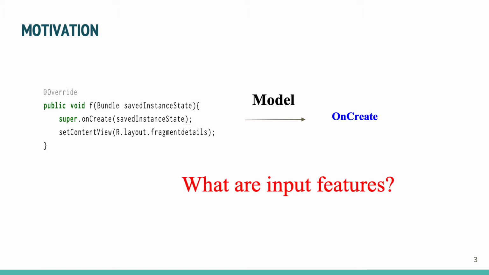A trained code intelligence model can correctly predict this code snippet as onCreate, but it is difficult to understand what features such models actually use for making this prediction. To improve the transparency of models' prediction, we aim to extract input features that models have learned during training.